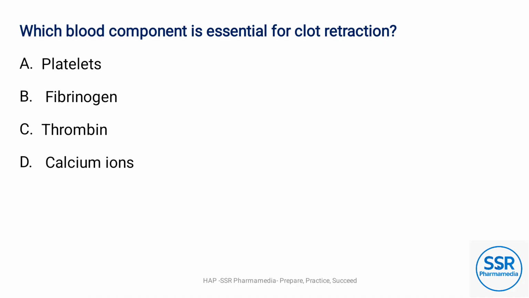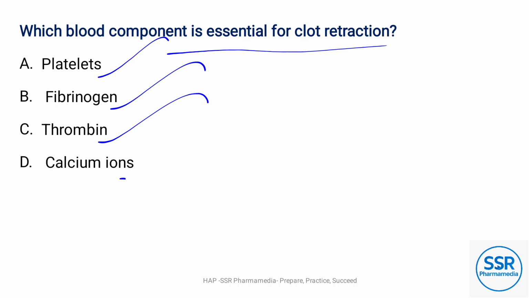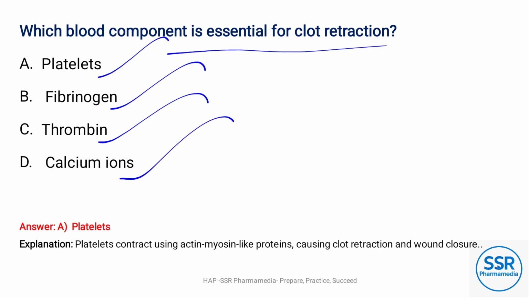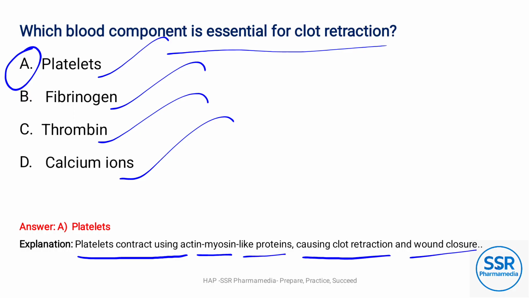Which blood component is essential for clot retraction? Option A, platelets. Option B, fibrinogen. Option C, thrombin. Option D, calcium ion. The answer is option A, platelets. Platelets contract using actin and myosin-like proteins, causing clot retraction and wound closure.